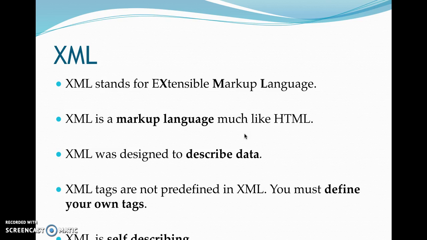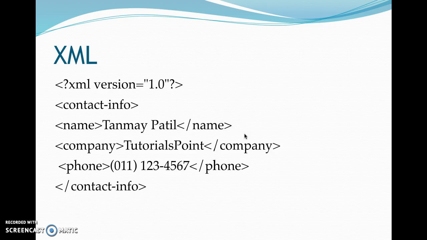XML tags are not predefined in XML. You must define your own tags. Like in HTML, you have predefined tags like BR, P, while in XML, you can define your own tag. You can take any self-describing tag, which is more readable, and thus you can write XML code. I will give you one example.